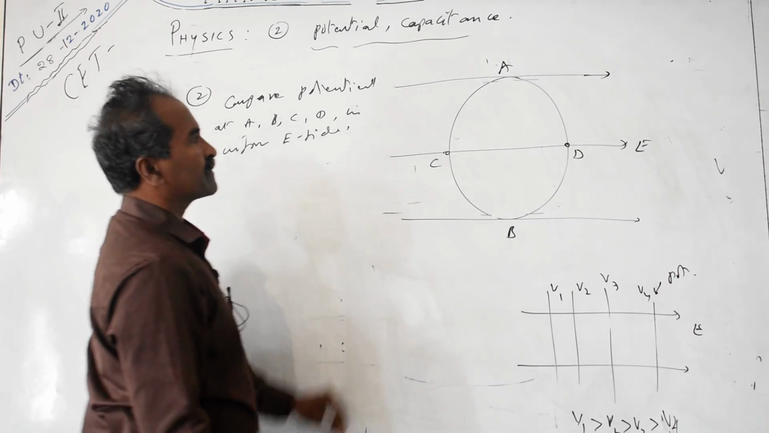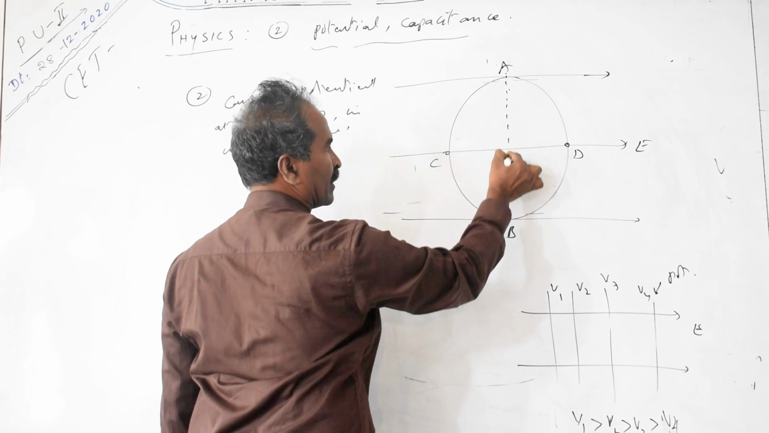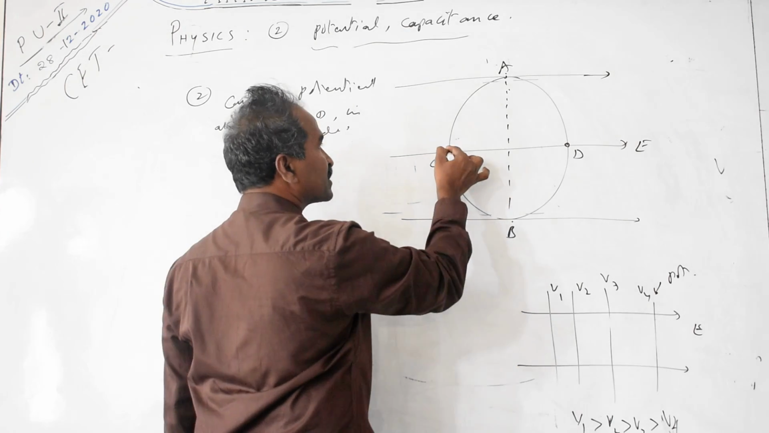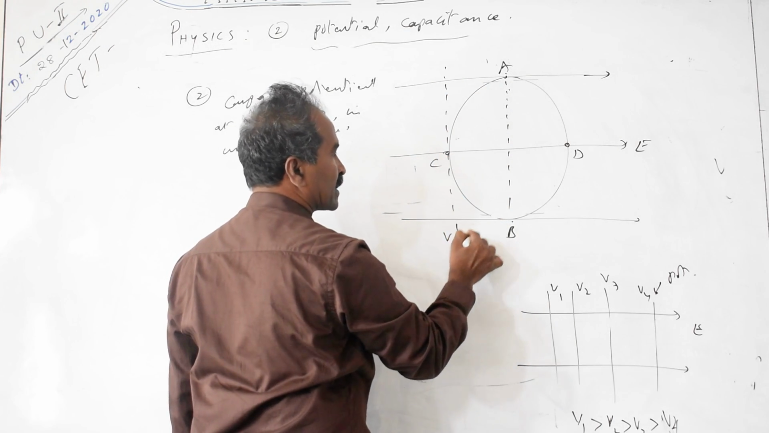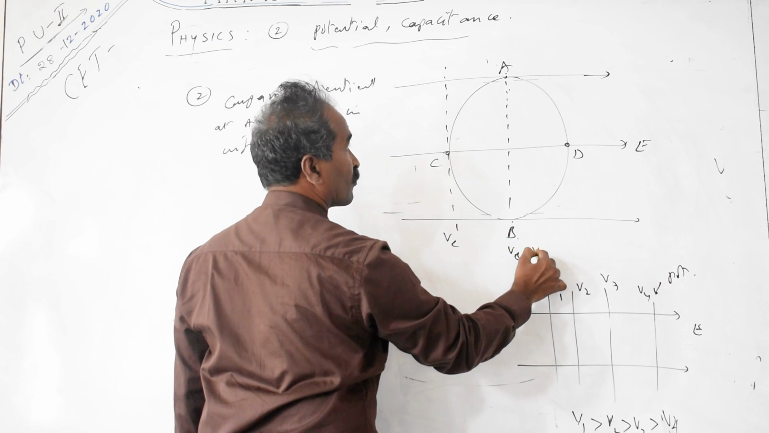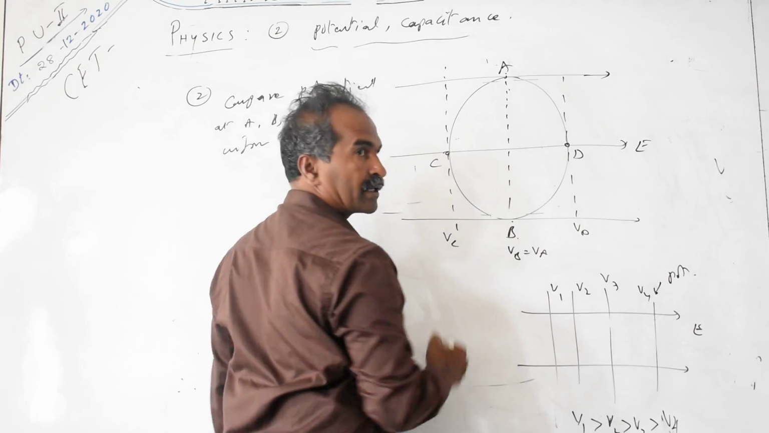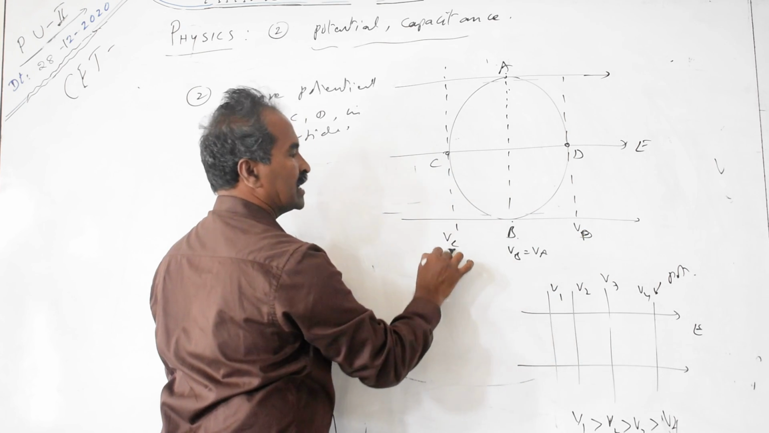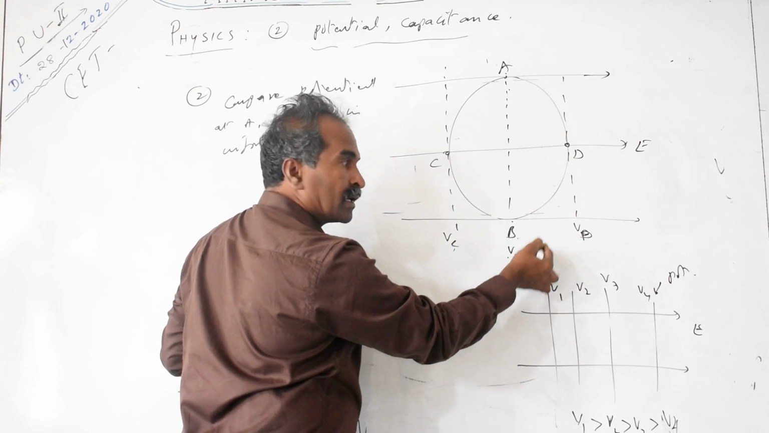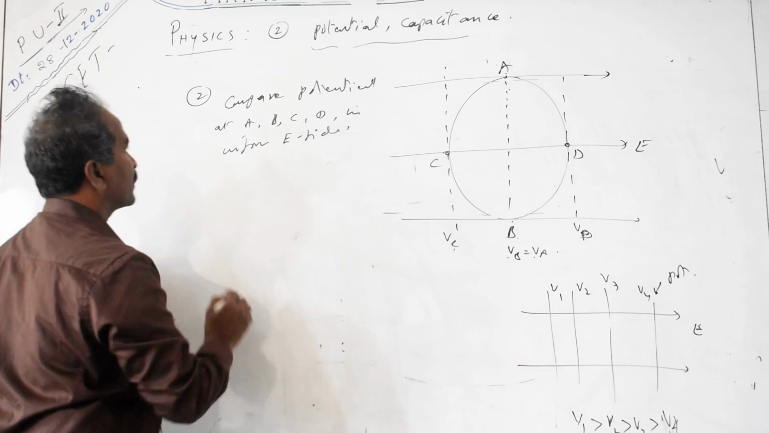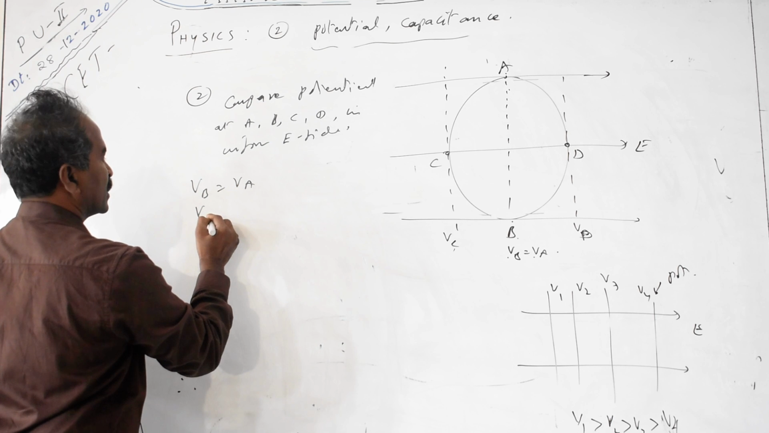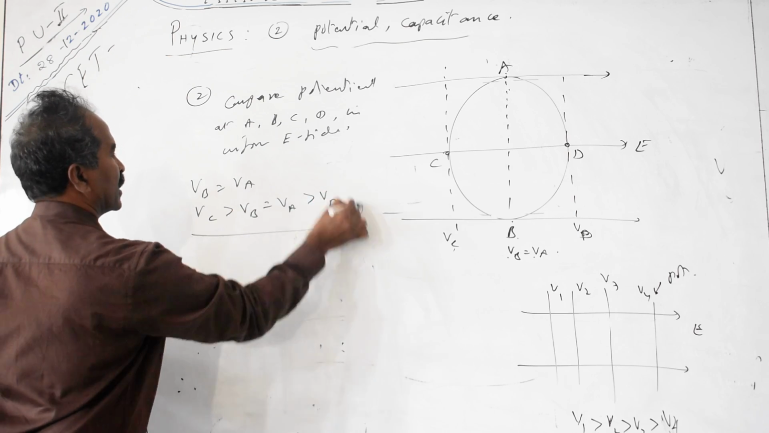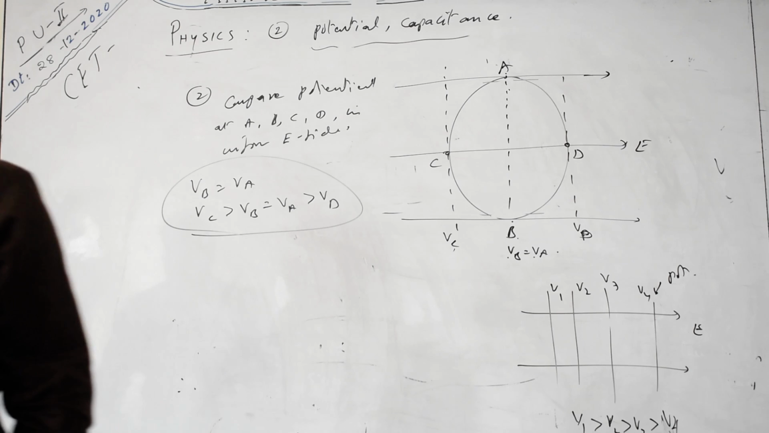If you check the potentials, points on the same line have the same potential, so VA must be equal to VB. But this point C is a little ahead, so this is VC, here VB equals VA, and this point is VD. Potentials decrease in the direction of the electric field, so the relation is VC greater than VB equals VA, greater than VD. Just check this comparison in the options.